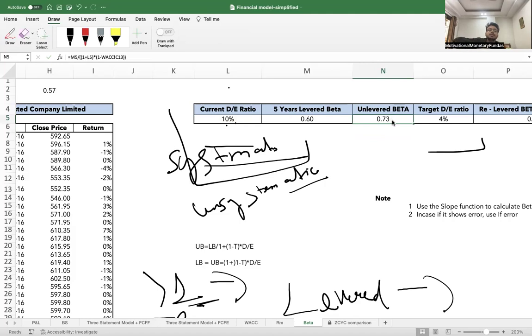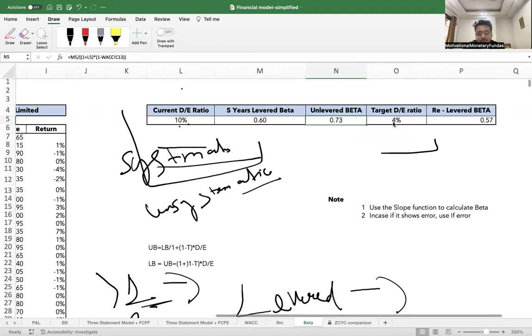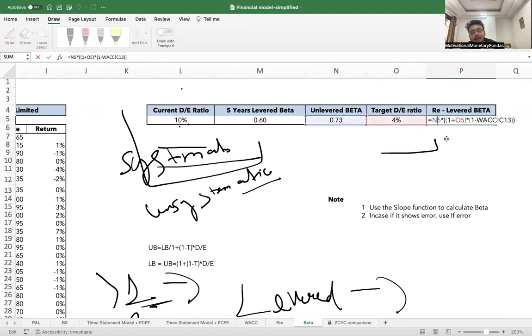But now you have to relever this beta. हमने 10% निकाल दिए. We remove this 10% out of it. Now we have to add this 4% into it. वैसे ही वही फॉर्मूला. ठीक है? क्या करा मैंने? My unlevered beta into 1 plus target debt to equity ratio into 1 minus tax rate. I'll share this file with you. You guys can remember the formulas, right? Now I relever this beta. Now this levered beta 0.57 shall be used for further calculations, and that I'll tell you where, right?